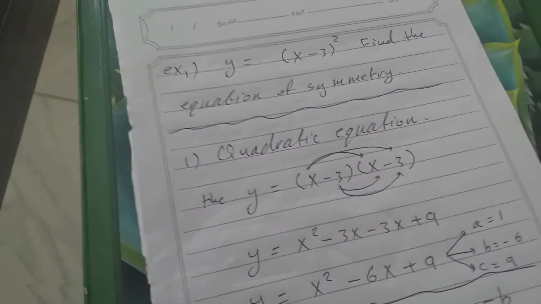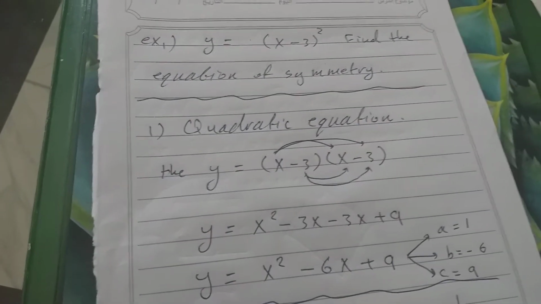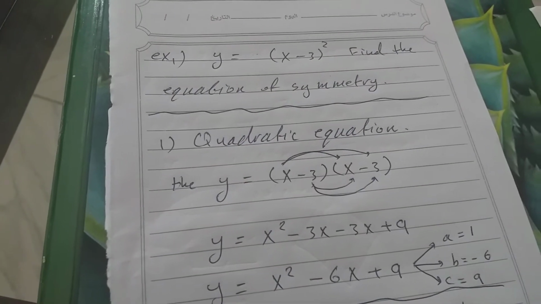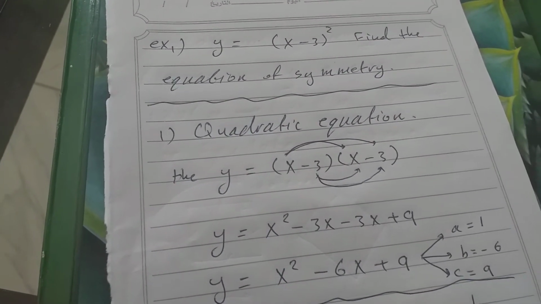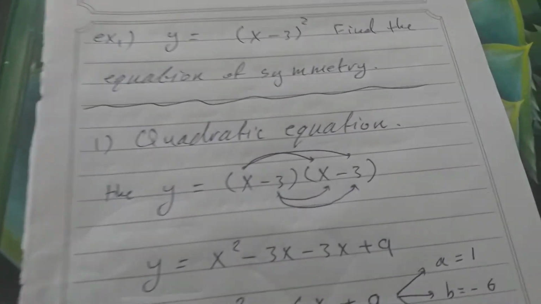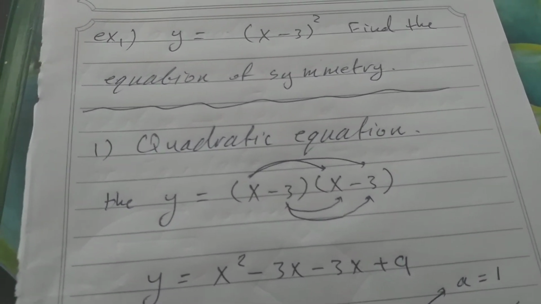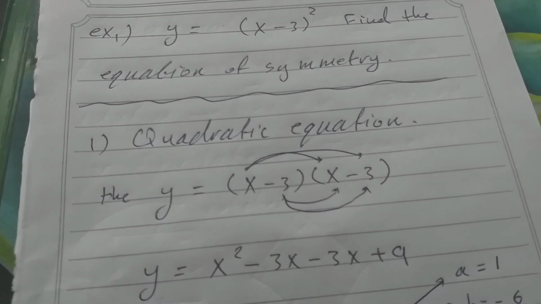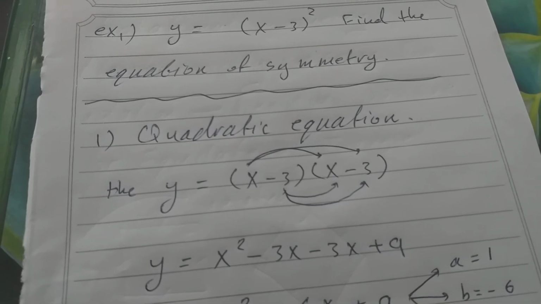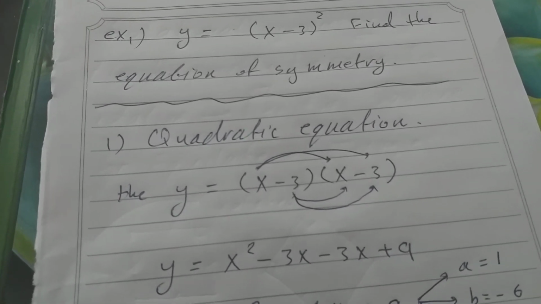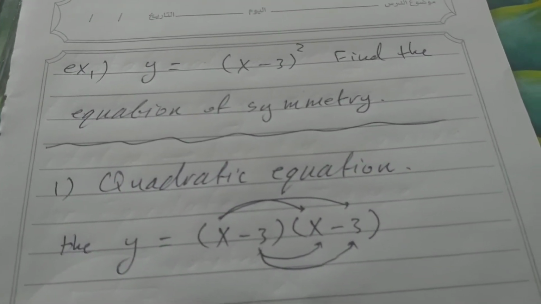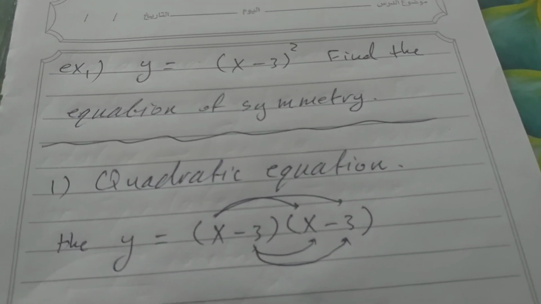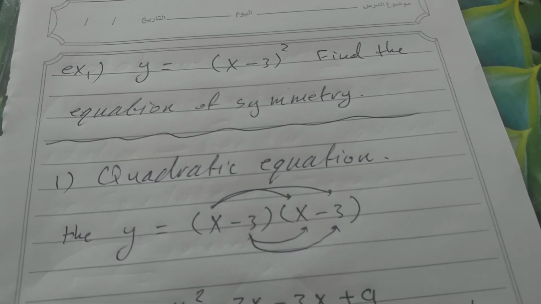One of the most important parts of this lesson for today is how to find the axis of symmetry for a quadratic equation. Of course, you should have taken this part in grade 9 last year. But of course, I would remind you. Look at example number 1. Example number 1, y equals x minus 3 squared. Find the equation of symmetry.